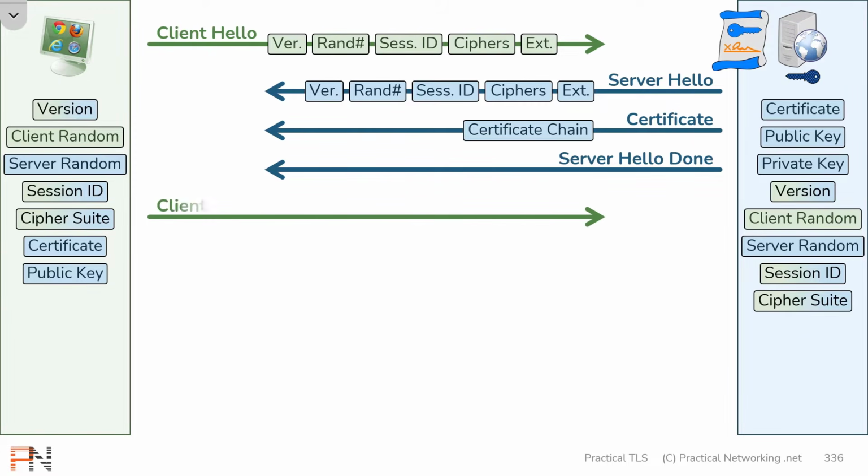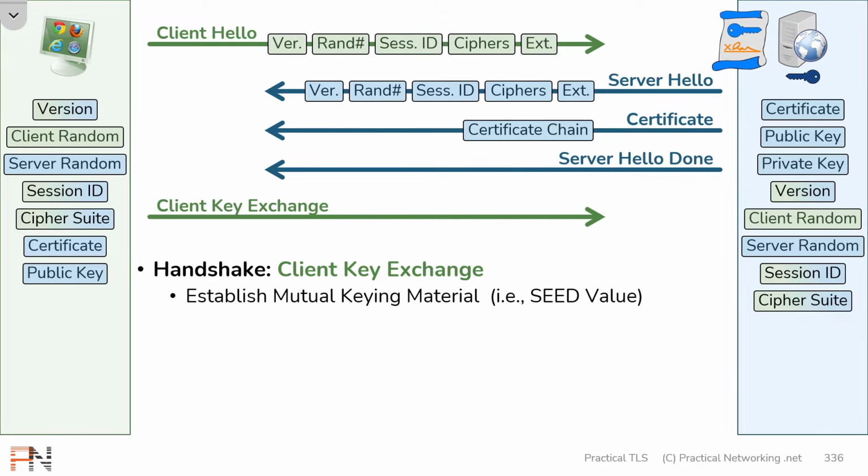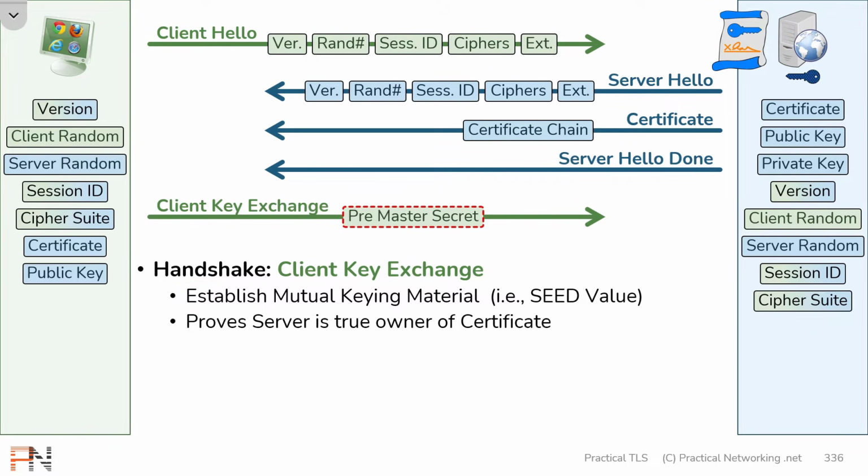That record is known as the client key exchange record, and there are 2 primary purposes for the client key exchange record. The first is to establish mutual keying material, meaning a seed value which both the client and the server will then use to generate session keys. The second purpose of the client key exchange is to prove that the server is indeed the true owner of this certificate. Both of these goals are going to be done using a special value known as the pre-master secret.